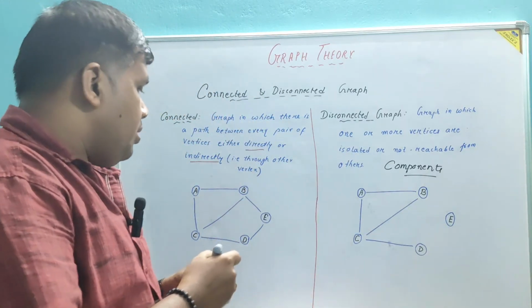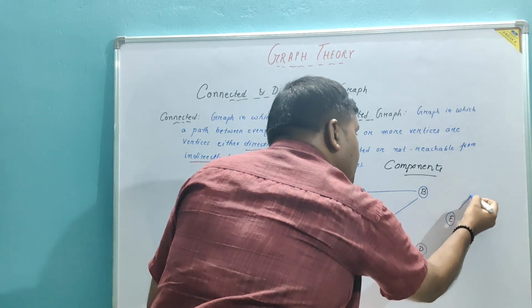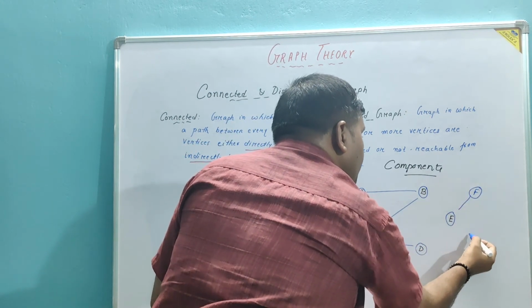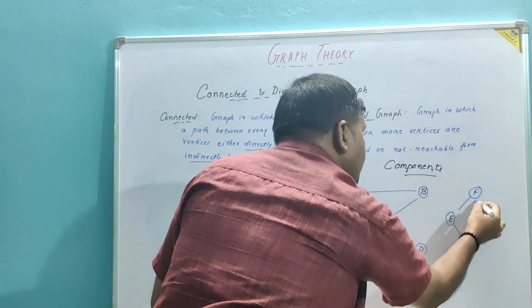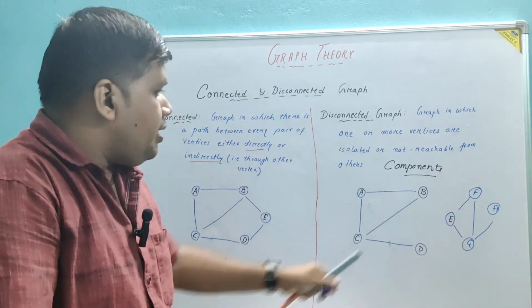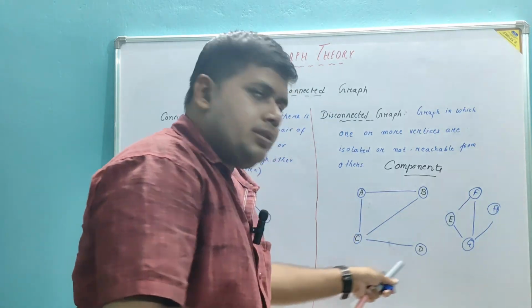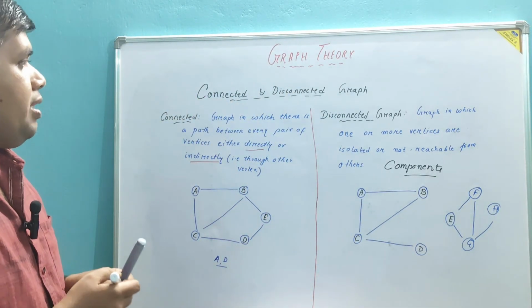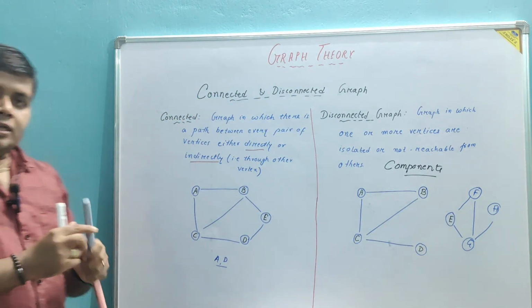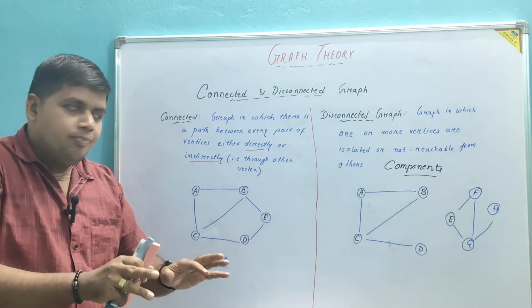Now it may be connected with some other locations, suppose F, G or some other locations. It may get connected with that. In that case, there are still 2 components. One component is this, another component is this. So that is the idea behind components. In a disconnected graph, the disconnected portions become components.